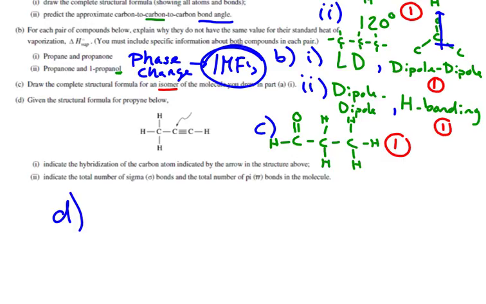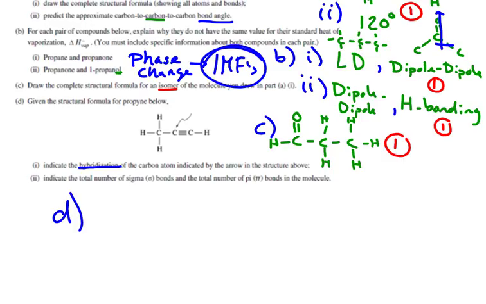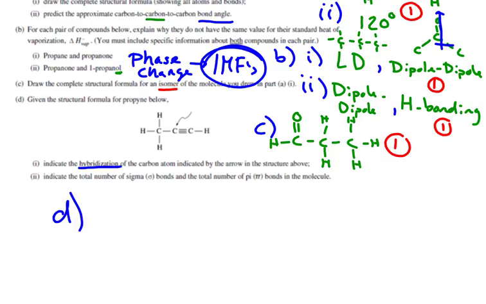Given the structural formula for the propyne below, oh, I love this. Give me a picture and then have multiple questions about a drawing. Yes, I can do this. So indicate the hybridization. Big word. Of the carbon atom indicated by the arrow in the structure above. I love the arrow. It's like someone had some fun. Look what I did. Okay, Jimmy, we'll leave it on there.